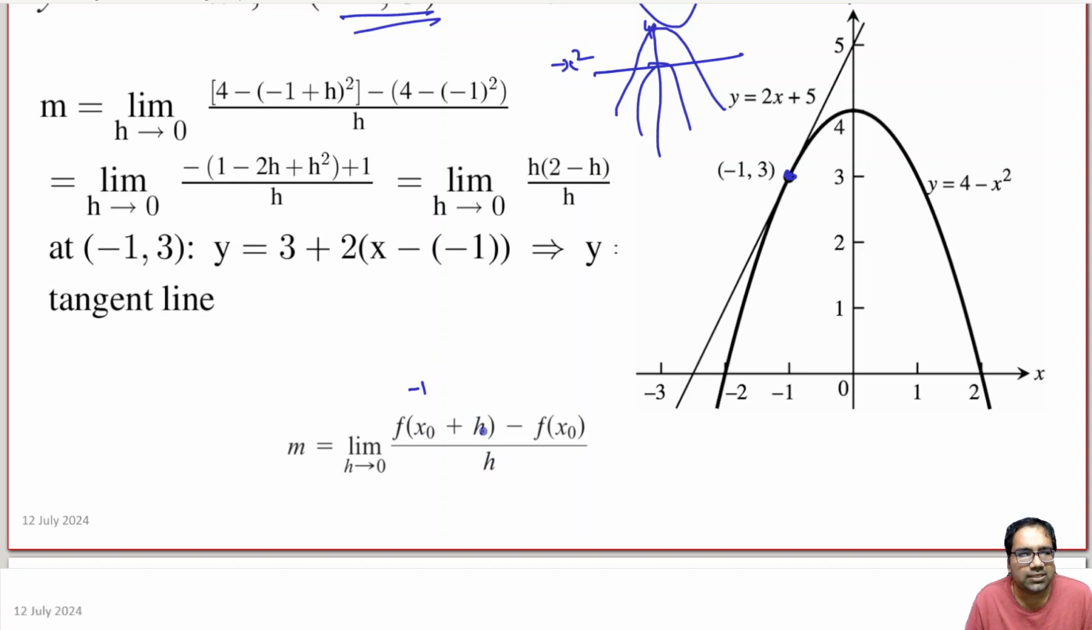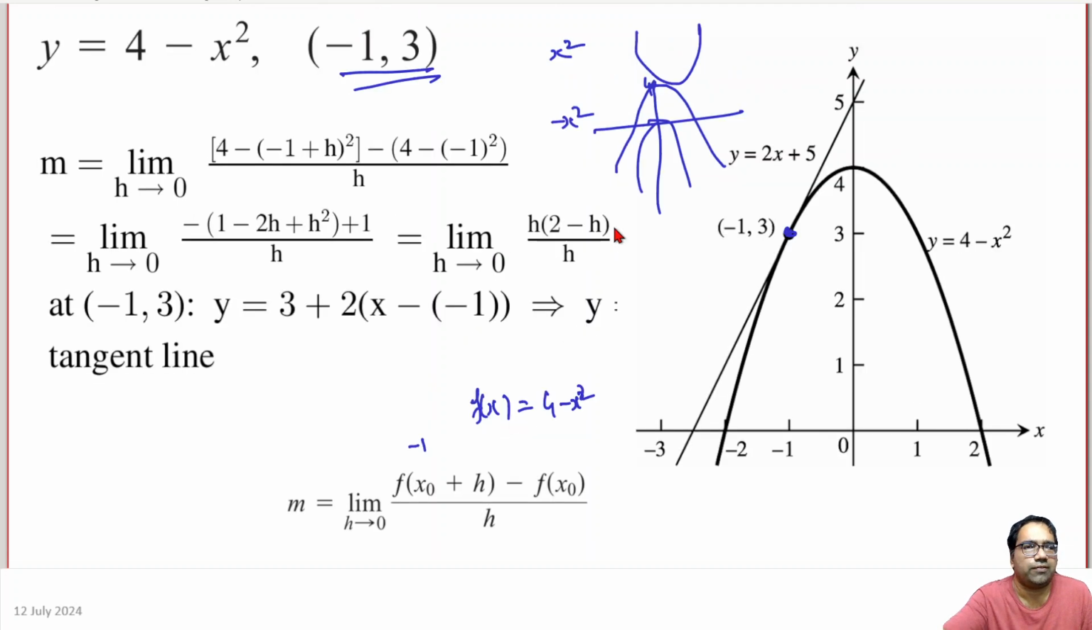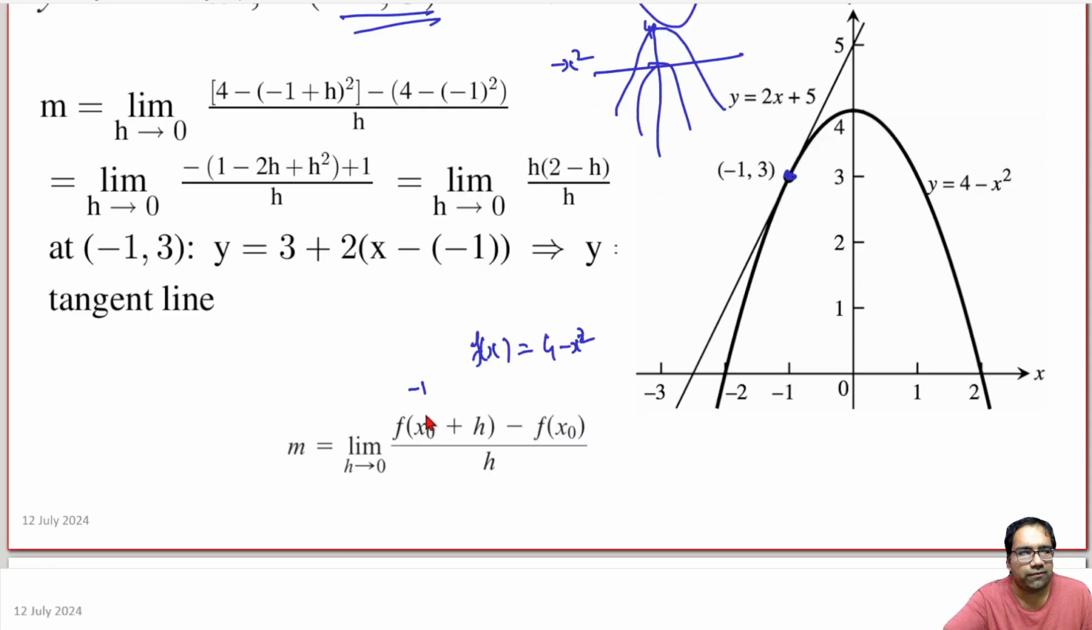f of minus 1 plus h. What is f of x? f of x is 4 minus x square. So f of minus 1 plus h is 4 minus minus 1 plus h whole square. Instead of x, we will put minus 1 plus h. Minus f of x naught, that is f of minus 1. What is f of minus 1? 4 minus 1 square.